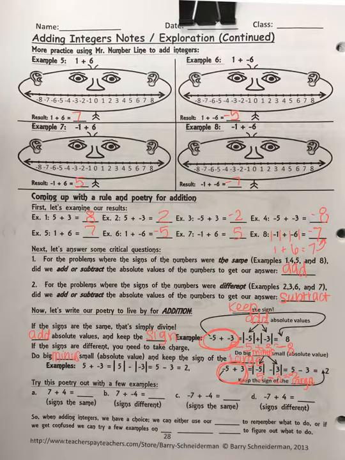So, what is 7 plus 4? 11. What is 7 plus -4? 3. What is -7 plus -4? -11. What is -7 plus 4? -3. Very good. So when we're adding integers, we have the choice. We can either use our poetry to remember the rules of what to do, or when you get confused, you can try some examples on Mr. Numberline in order to figure out what to do.